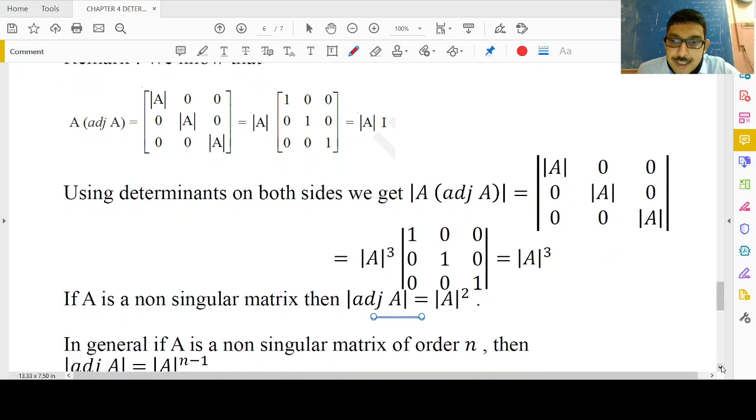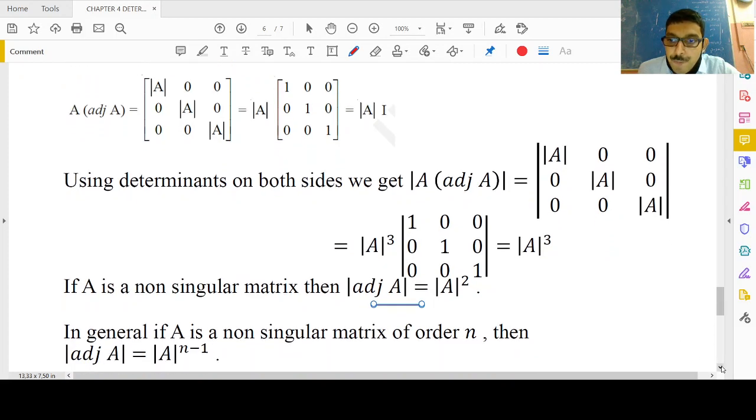So this result in general we can say that if A is a non-singular matrix, that means determinant of A not equal to 0, of order n, then determinant of adjoint of A will be determinant of A to the power n minus 1. This is if A is a non-singular matrix, that is if determinant of A not equal to 0.